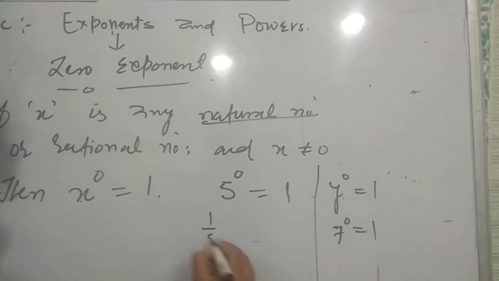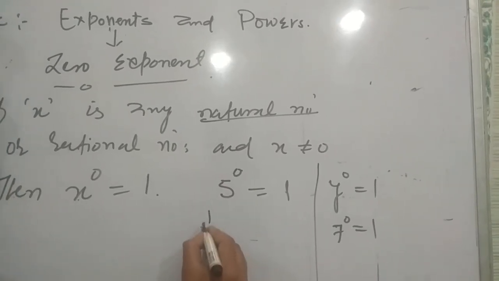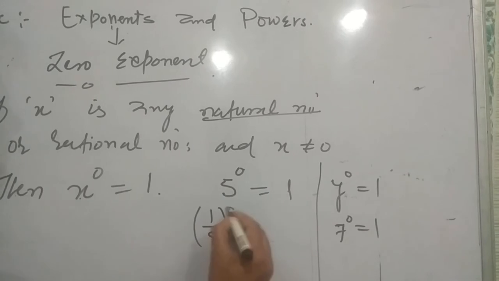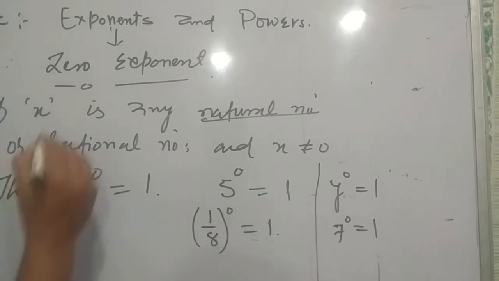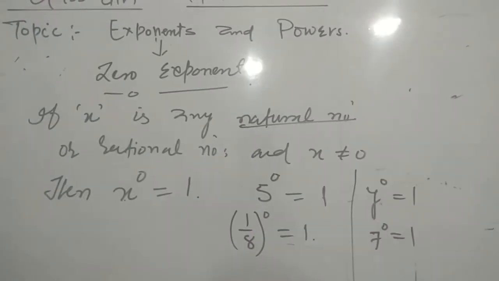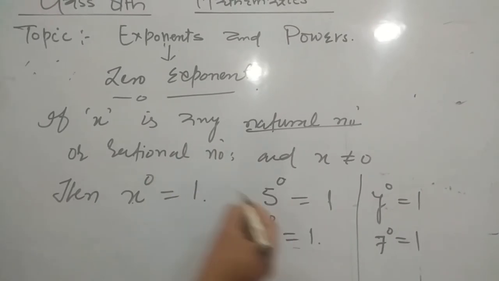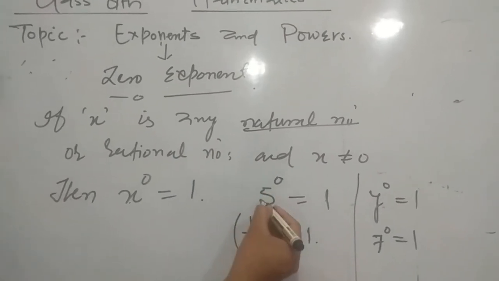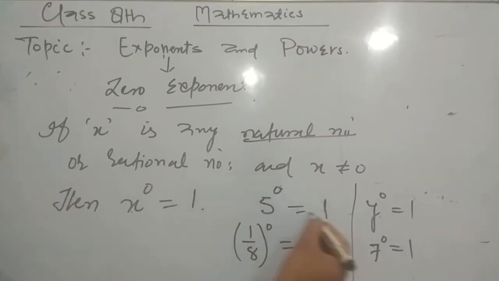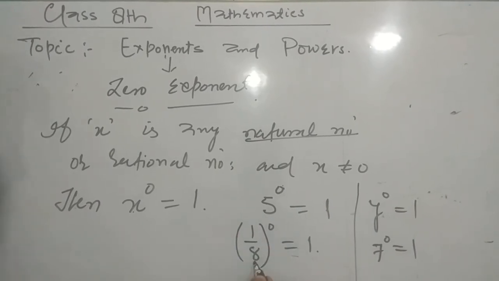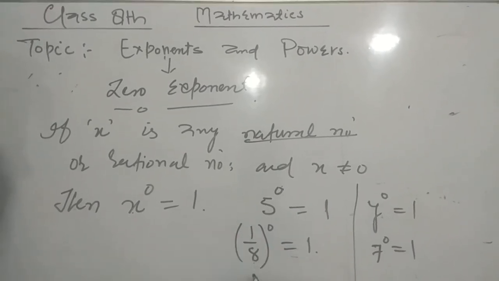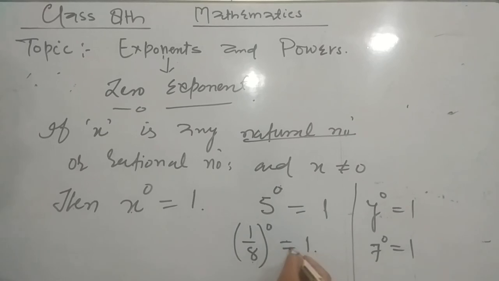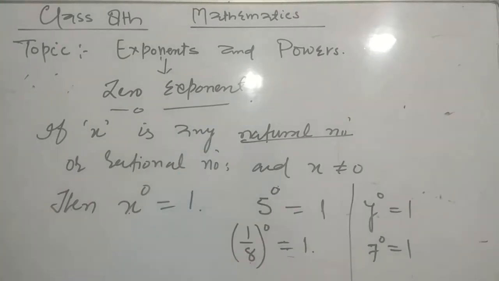Or we can say that 7 raised to power 0 is always equal to 1, or 1 divided by 8 raised to power 0 is always equal to 1. It is called the zero exponent. Means 5 raised to power 0 is always equal to 1. And 1 divided by 8 is a rational number, raised to power 0 is always equal to 1. It is called the zero exponent.